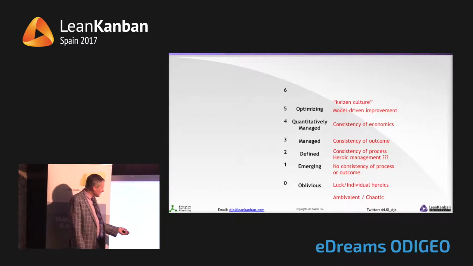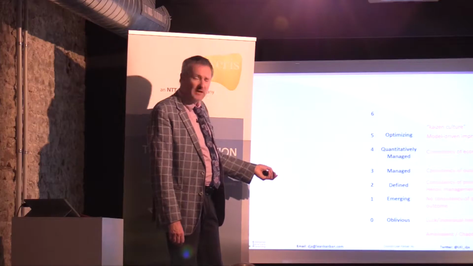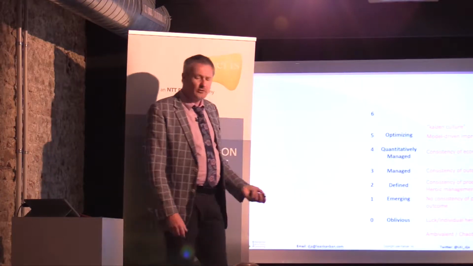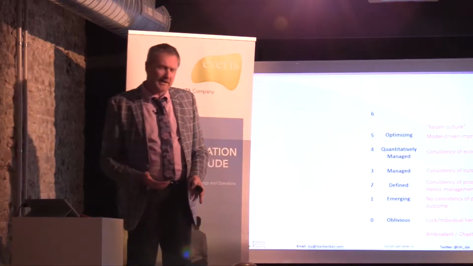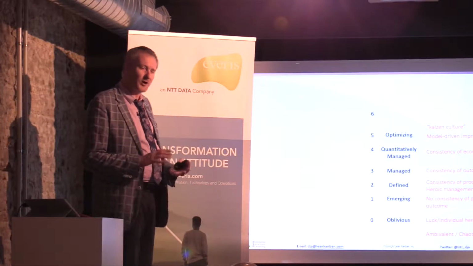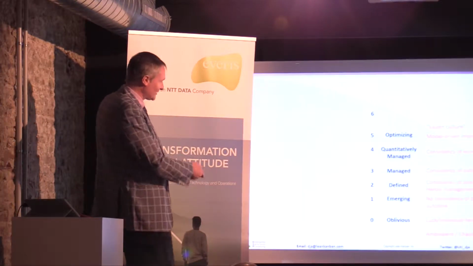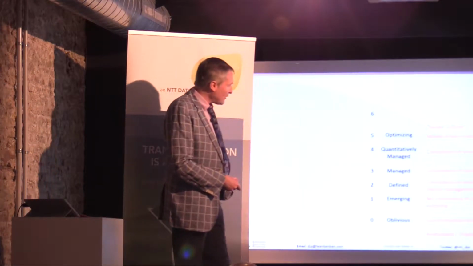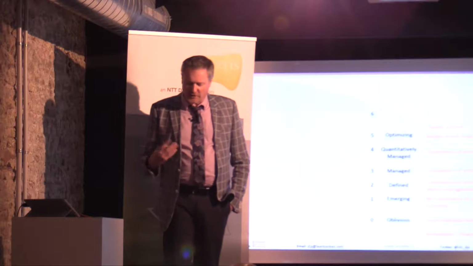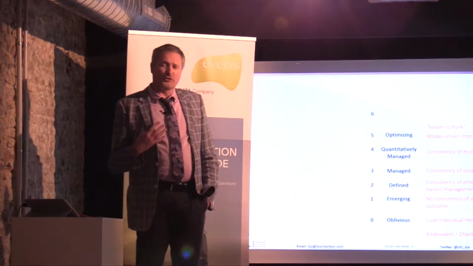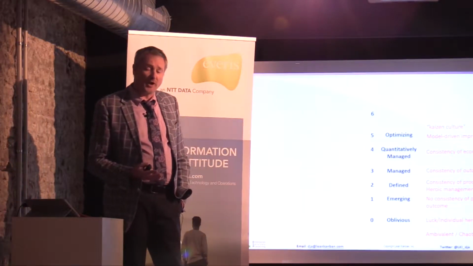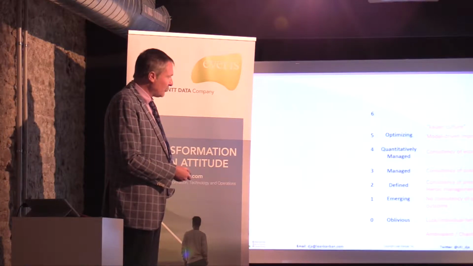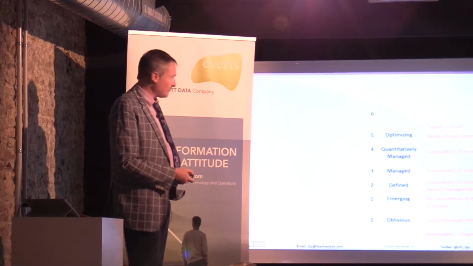Then next here, I've reversed the CMMI names. Anyone familiar with CMMI, you'll notice I've reversed this. Because how you can manage something you can't define, I'm not really sure about that. They have managed and defined the other way around. So defined means we now have consistency of process. We know what we're doing. We could draw a Kanban board for it. But there is no consistency of outcome.